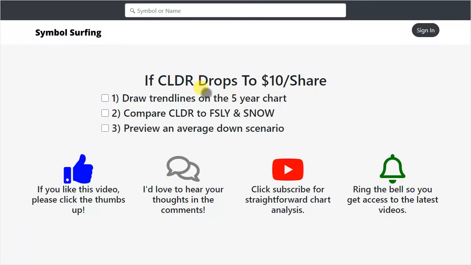So it's a big if, but we're going to be talking about the 5-year chart, and that's where I saw something that was very interesting when I was drawing some trend lines, so I want to draw those trend lines for you. Also, I want to compare Cldr to its direct competitors, FSLY and SNOW. And then the third thing I want to do in the video is preview an average down scenario. We're going to get into that as well.